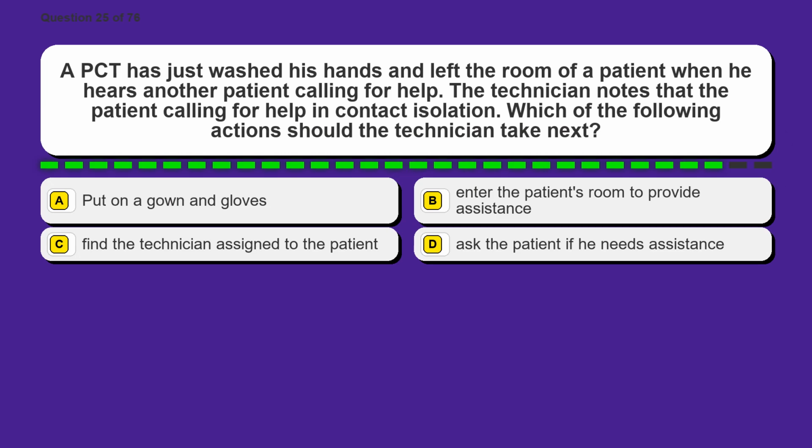Question 25. A PCT has just washed his hands and left the room of a patient when he hears another patient calling for help. The technician notes that the patient calling for help is in contact isolation. Which of the following actions should the technician take next? Option A, put on a gown and gloves. Option B, enter the patient's room to provide assistance. Option C, find the technician assigned to the patient. Option D, ask the patient if he needs assistance.